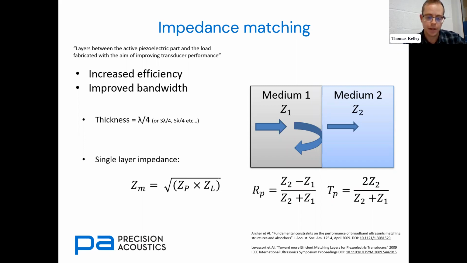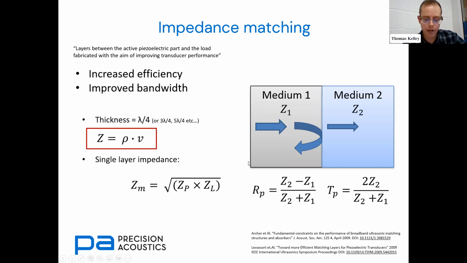So for anyone unfamiliar with the concept of acoustic impedance, it's the product of the material's density and the wave speed. It's got its origins in transmission line theory, where at any boundary between dissimilar impedances, you will get a transmission and a reflection of the incident energy. The relative levels of the transmission or reflection will very much depend on the acoustic impedance of the two media, as per the formula here.